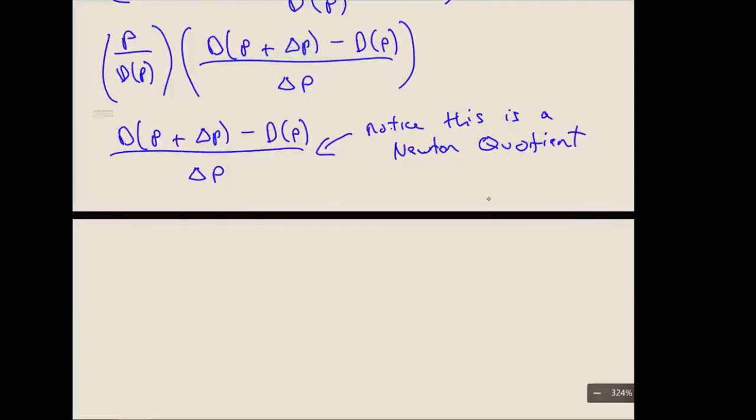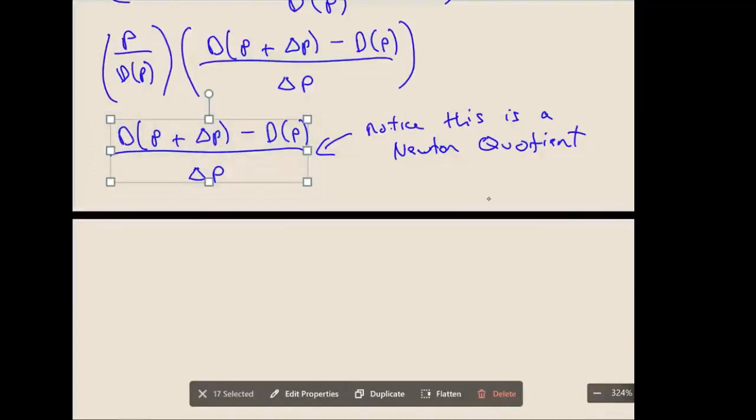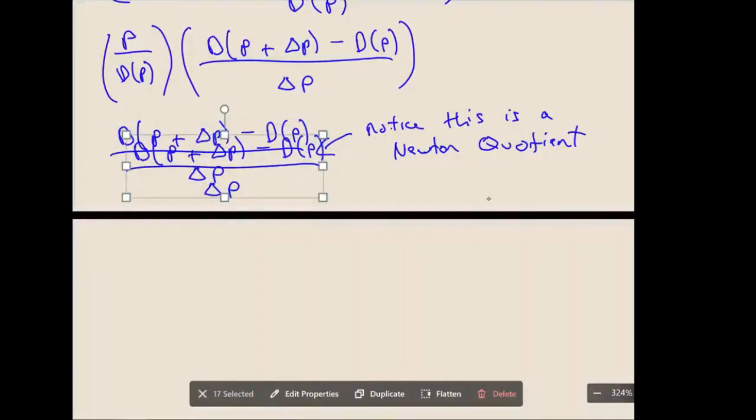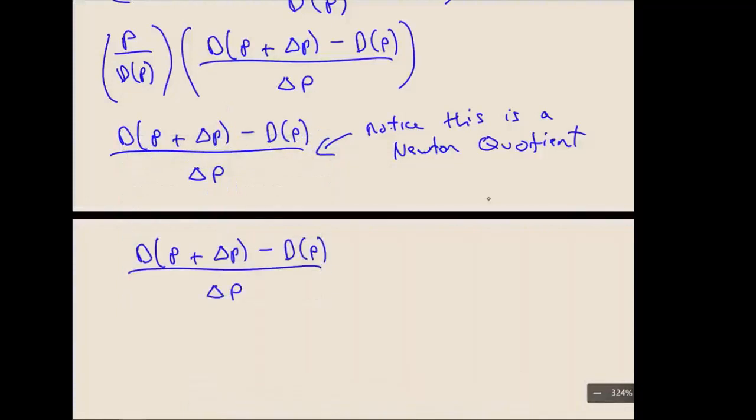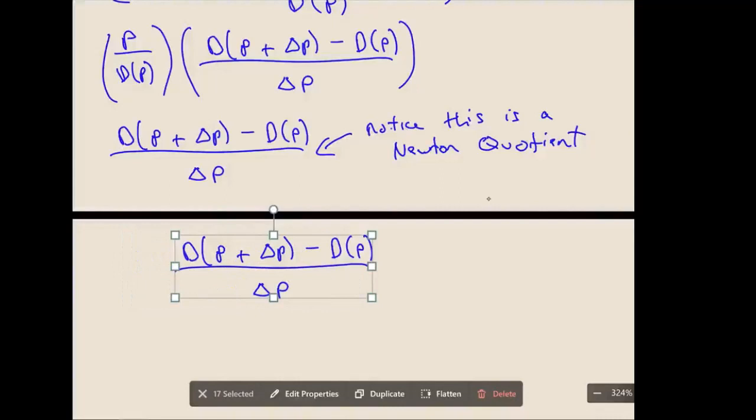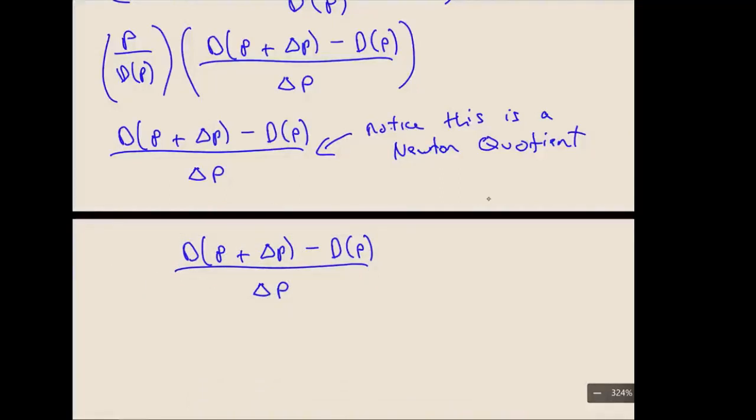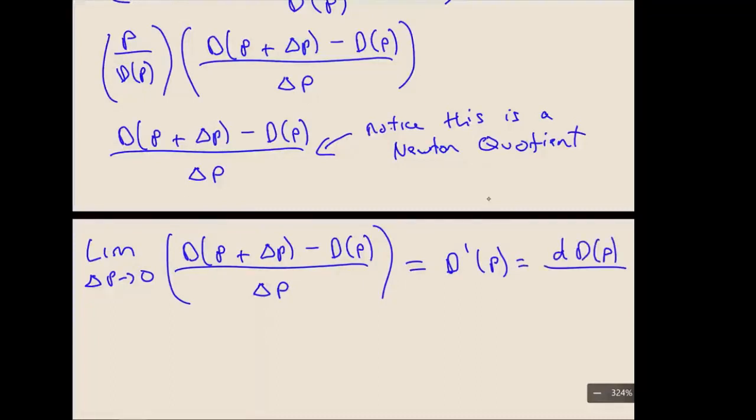So if I were to duplicate this, bring it down over here, and maybe I need to move it just a little bit to the right, give myself some room. If I was to take the limit as the change of P approaches 0 of this thing, I would find D prime of P, which is of course equal to the change in the demand function with respect to P. And that's our limit. And so that's where calculus is going to come into our elasticity.